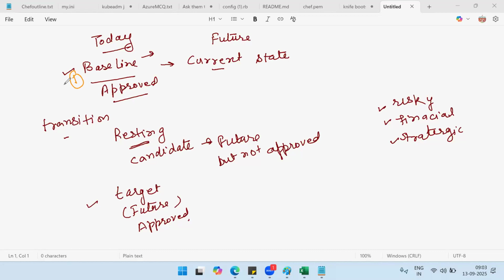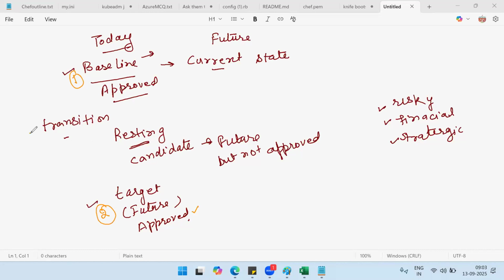Now, second is the target state. The target state is the one which you want to achieve. So the customer is always looking for the change, right? So this is the target, which is the future and approved.